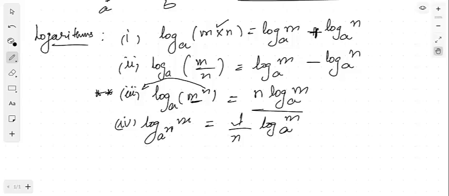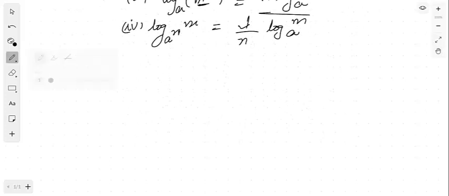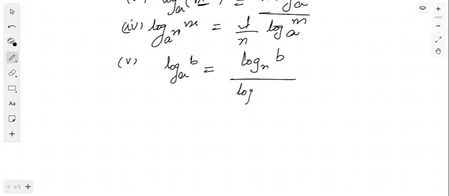This is the fourth property. Now the fifth one: if it is given like log b base a, then it is nothing but log b base n divided by log a base n, where n is any natural number given. Log b base a will be equal to log b base n divided by log a base n.